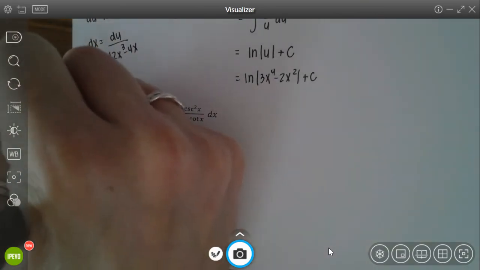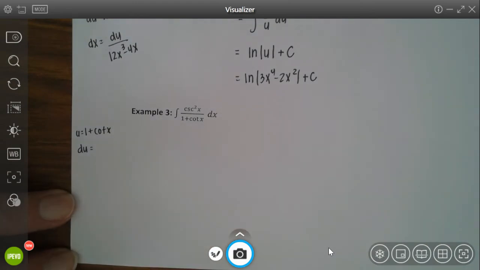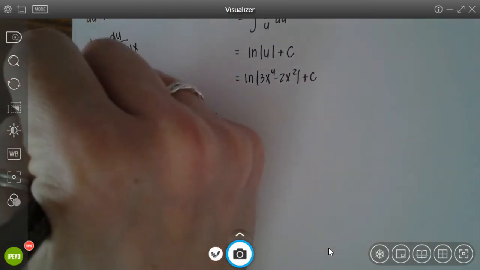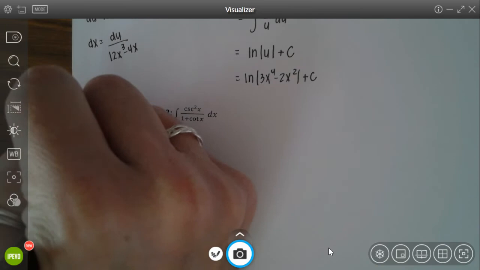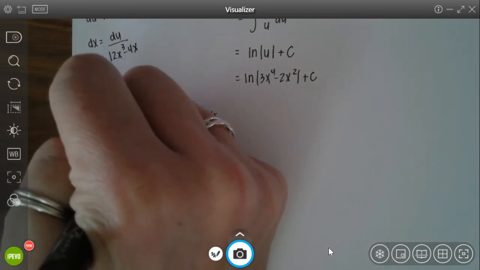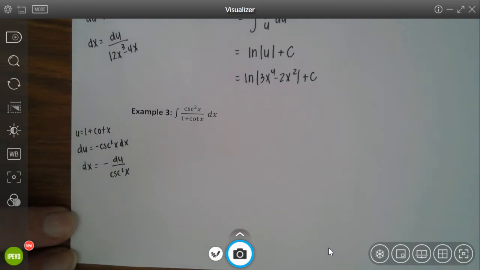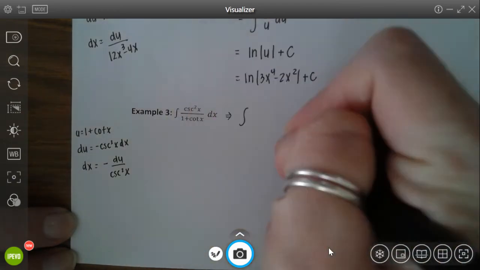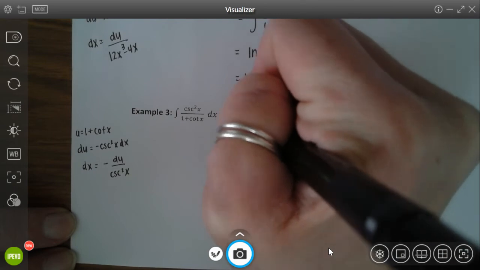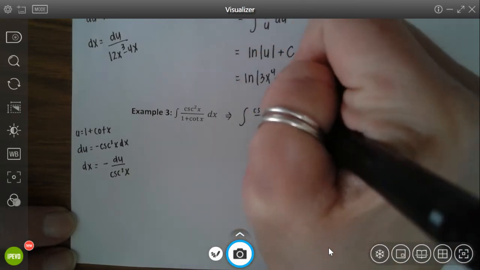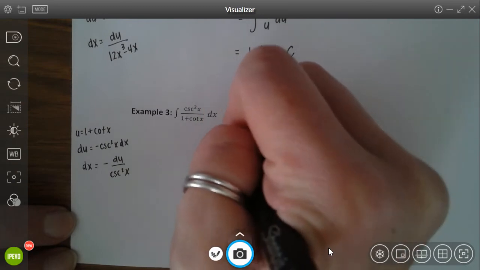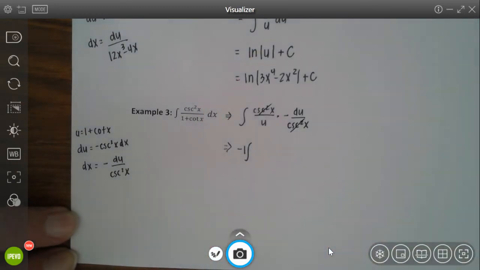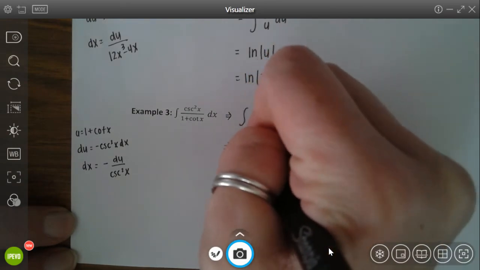And my derivative, this is where you want to brush up on your trig derivative rules, is going to be negative cosecant squared. When I solve for dx, that's going to be negative du over cosecant squared of x. Then I'll do my substitution: the integral of cosecant squared of x over u times negative du over cosecant squared. My cosecants will cancel. I can pull out that negative 1 as my constant on the outside, and that leaves me with 1 over u du.